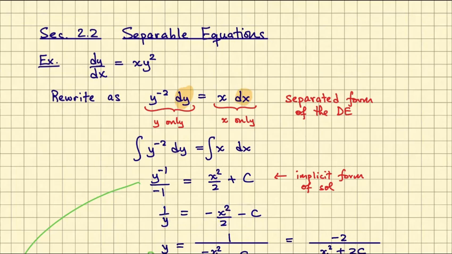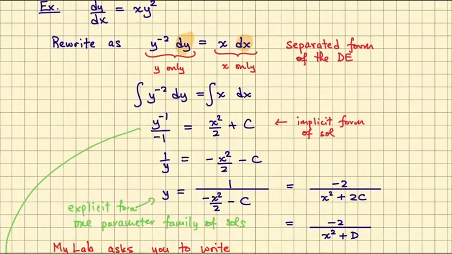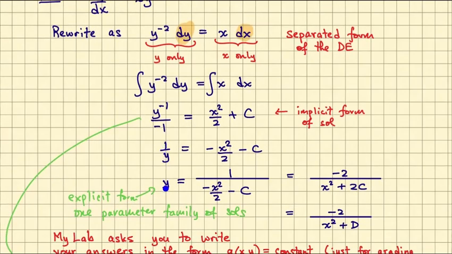Or raise both sides to the minus 1 power, however you like to look at it. But if we reciprocate this, we get this. If we reciprocate this, we get this. And now you could do a little algebraic cleanup here. The back of the book or my lab might do this.